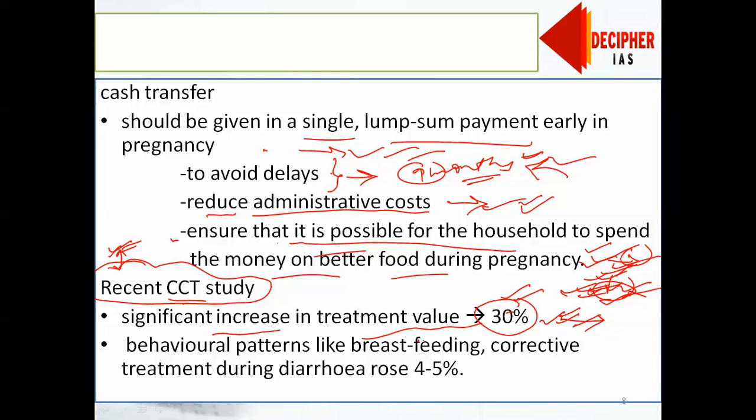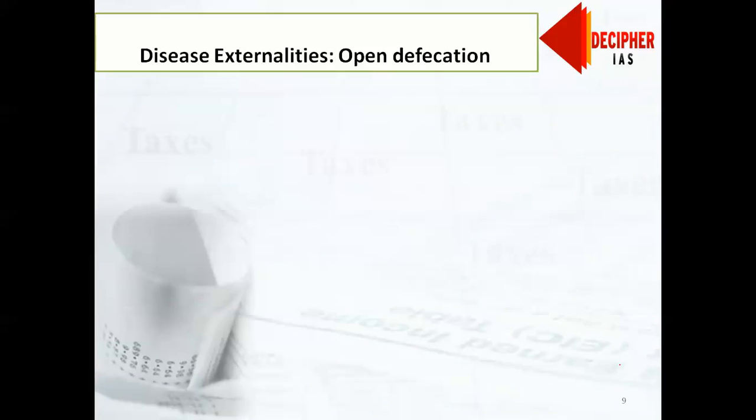The second change observed from this 250 rupees transfer is behavioral patterns: more breastfeeding and corrective treatment during diarrhea. That is, 4 or 5% more women tilted towards breastfeeding and corrective treatment during diarrhea. But it is not as much as the treatment thing. Okay. So let's move ahead.